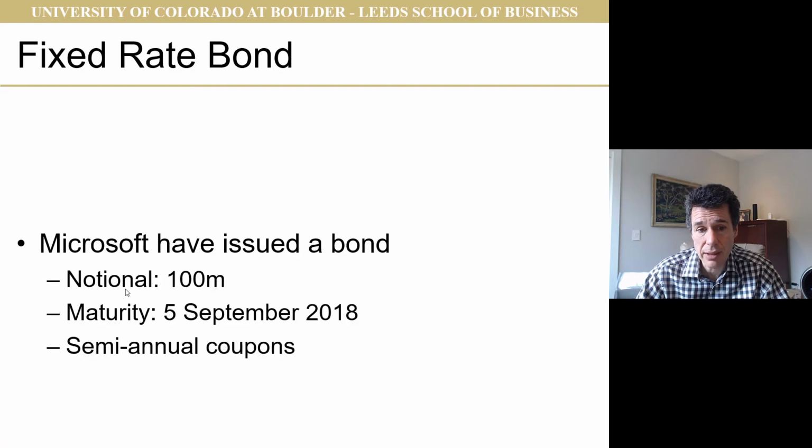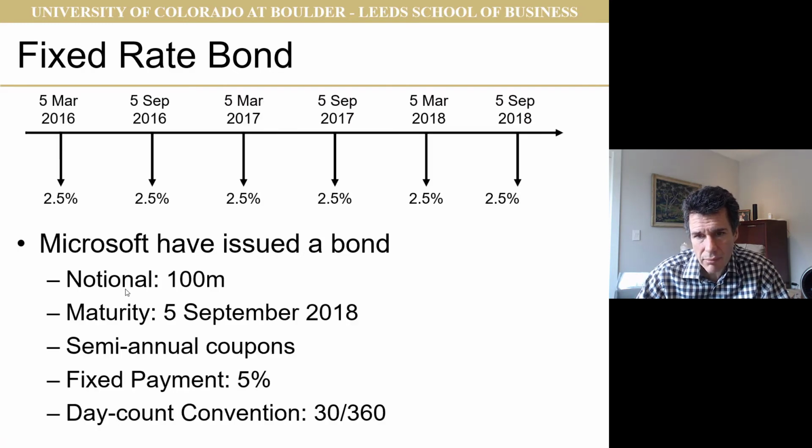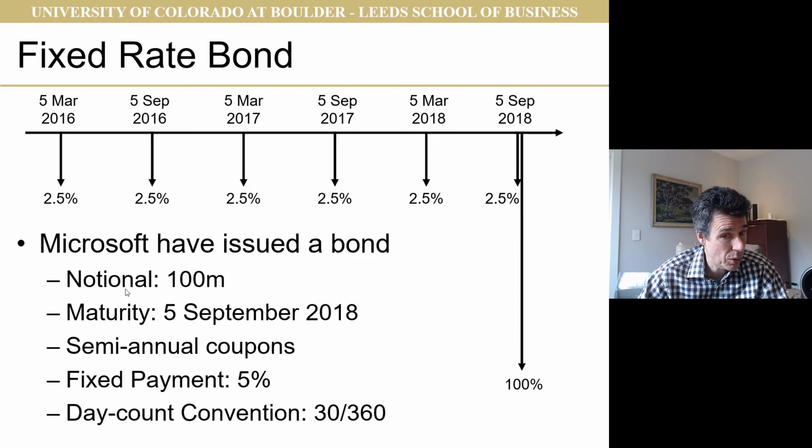So let's take a bond. Let's say Microsoft have issued a bond. Now I'm really setting this up nicely for me. So $100 million notional matures on the same day as that swap, 5th of September 2018. Semi-annual coupons, fixed payments of 5%. The day count convention here is 30/360. We don't need to worry about how that works other than the cash flows are always 2.5%. So Microsoft have issued this bond and they owe $2.5 million every 6 months for 3 years.